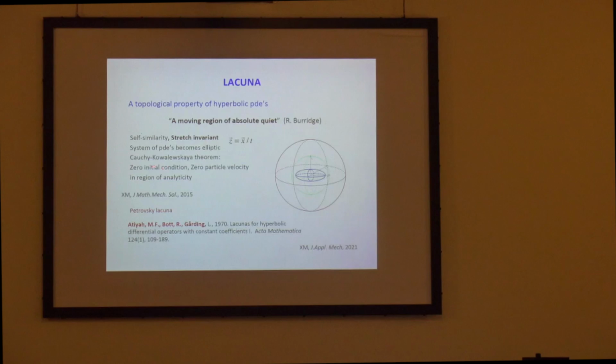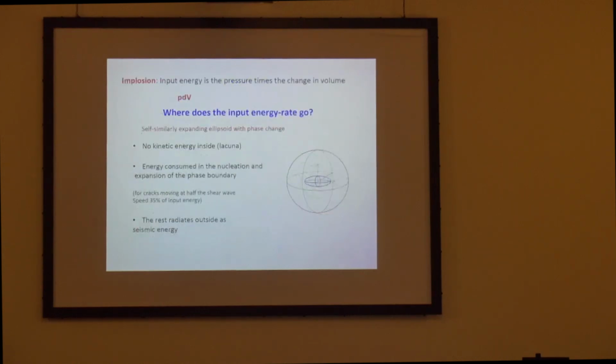For these waves, the lacunas were Petrovsky lacunas initially, and then Atiyah, Bott, and Gårding have this paper. Sir Michael Atiyah is one of the major mathematicians of the previous century. So the lacuna is what allows the phenomenon to happen. Without the lacuna, it would not have been possible.